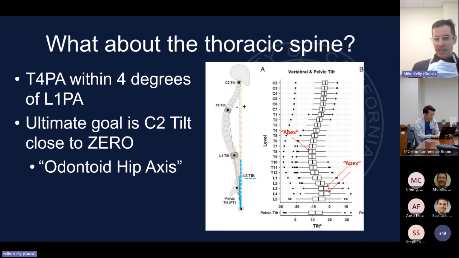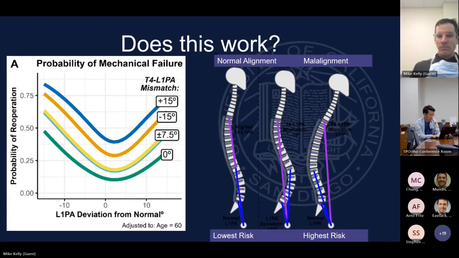So C2 tilt in the paper is actually -2 to 2, a very tight range of standing over the hips. Now, does this work? This is all like theoretical physics. Does this work? So then we took these concepts to the ISSG database, and we chose only patients fixed from T5 to the sacrum or higher.